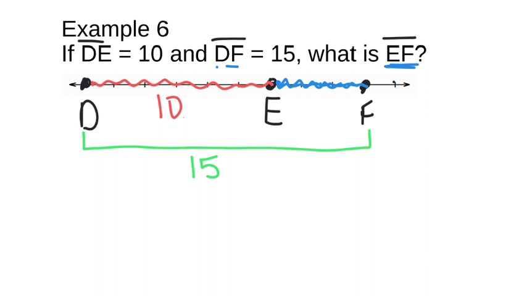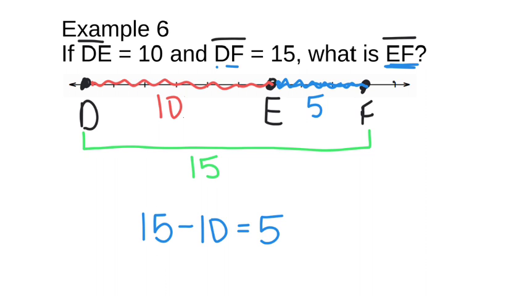Okay, so again, this is a little bit different than the last problem. In the last problem, we took the red chunk plus the blue chunk and we got the whole thing. Now they're giving us the entire thing. So instead of adding up the two smaller pieces to get the whole thing, you can take the whole thing and subtract one of the little pieces. So 15 minus 10 would leave us with 5, and that means that this chunk is 5.